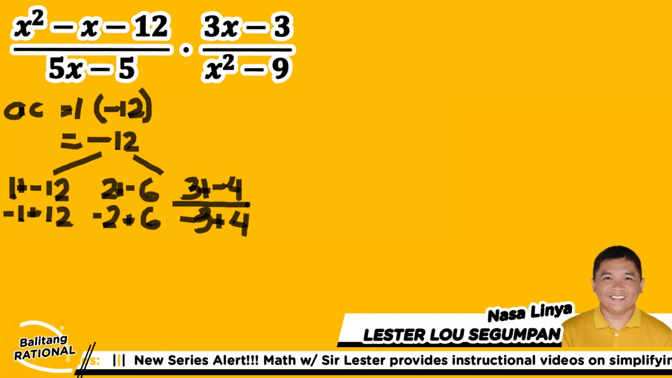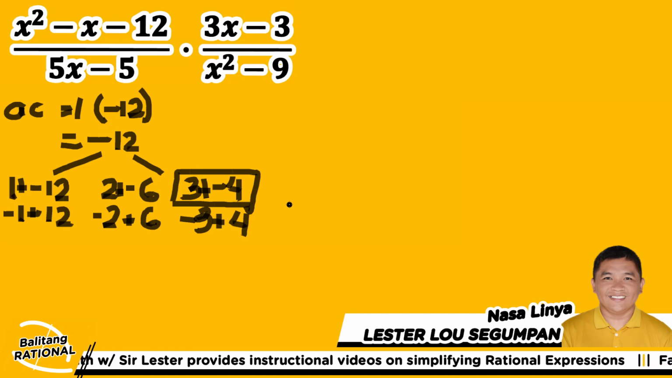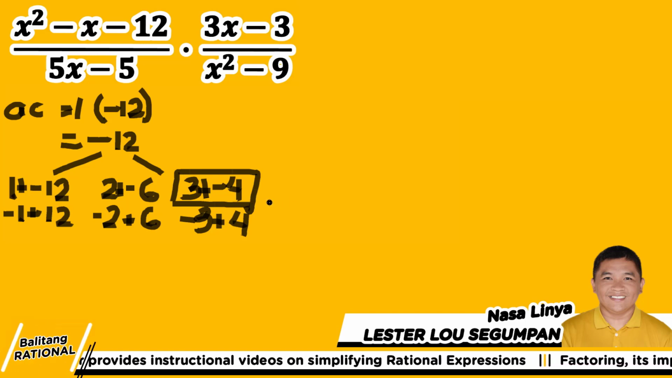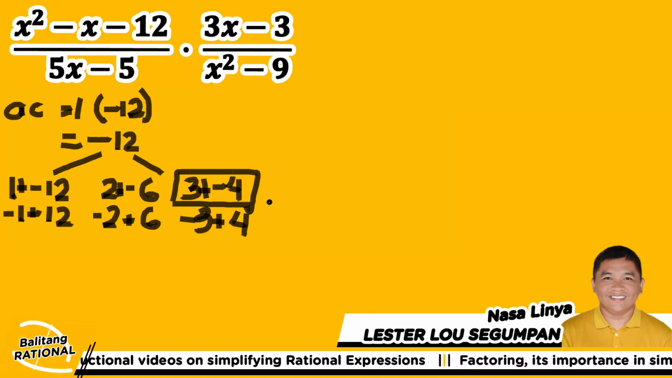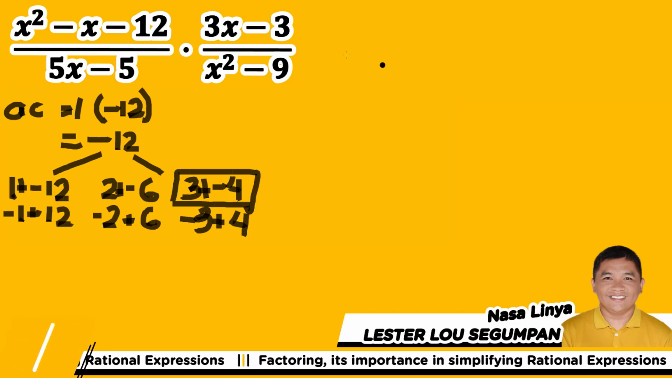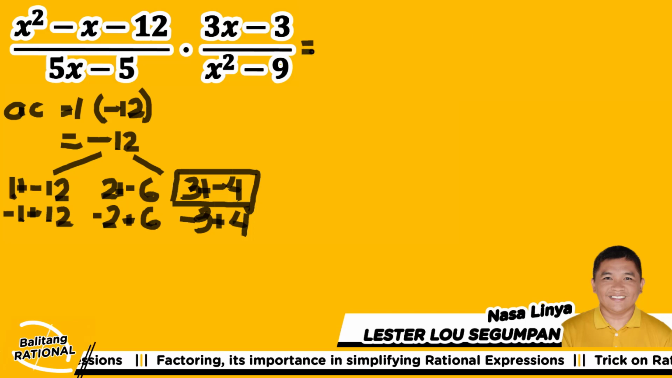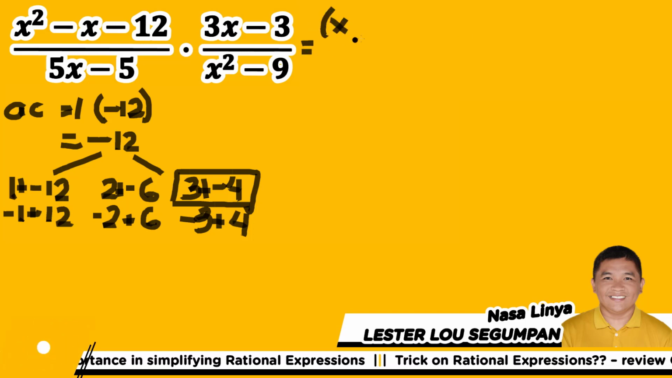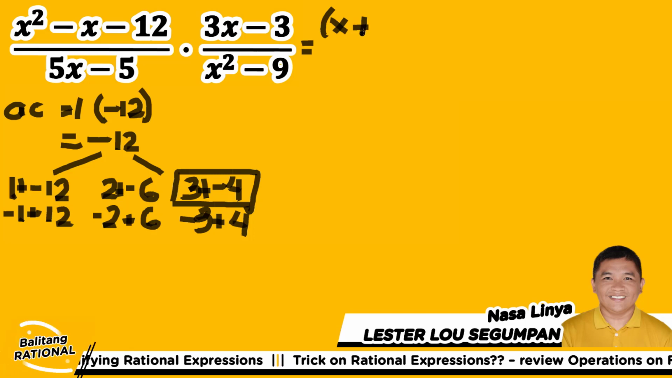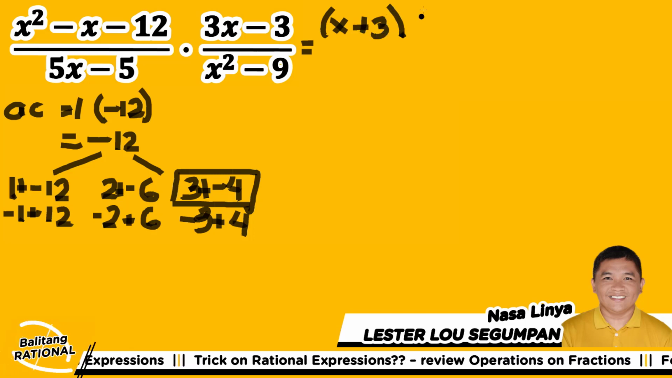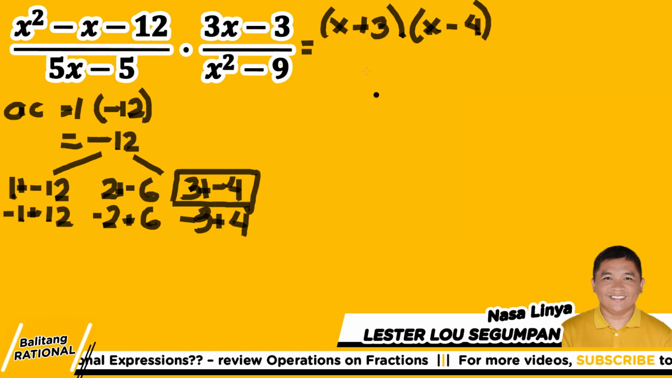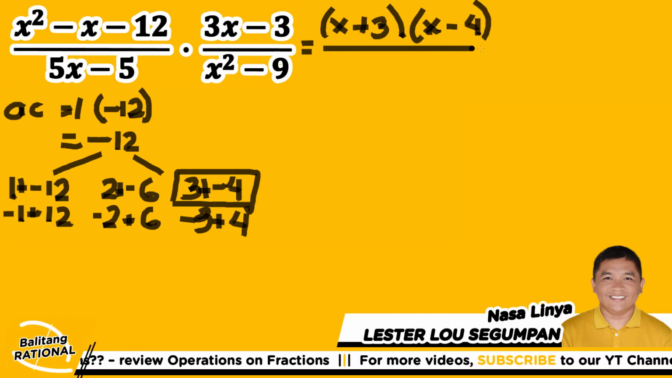But here, we have this pair of 3 and negative 4. Because 3 times negative 4 is negative 12. Pero pag 3 plus negative 4, we will return to our negative 1. In short, ang masasabi natin sa ating first numerator is an expression that is the result when multiplying x plus 3 and x minus 4. Now, pumunta tayo dun sa ating denominator.